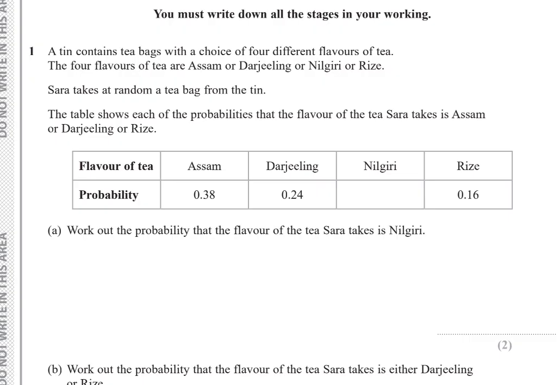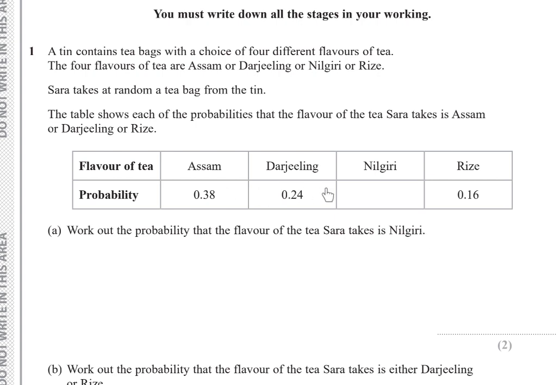Number 1. A tin contains tea bags with a choice of 4 different flavors of tea. The 4 flavors of tea are Assam, Darjeeling, Nilgiri, or rice. Sarah takes at random a tea bag from the tin. The table shows each of the probabilities that the flavor of the tea Sarah takes is Assam or Darjeeling or rice. Work out the probability that the flavor of the tea Sarah takes is Nilgiri.